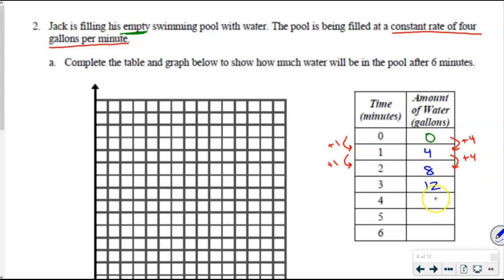This is not a big pool. We don't know yet. We're only making it to 6 minutes, but this is not a big pool. This is like not even the size of a bathtub yet. Does your table look like mine?